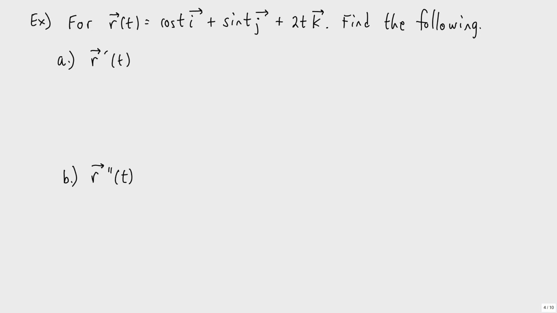Alright, so let's try another one. Let's see. So we've got this vector valued function, cosine of t times vector i plus sine of t times vector j plus 2t times vector k. So now we're in a space, three-dimensional situation here. So let's find the following.